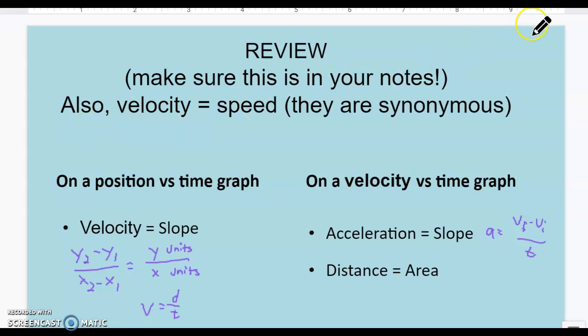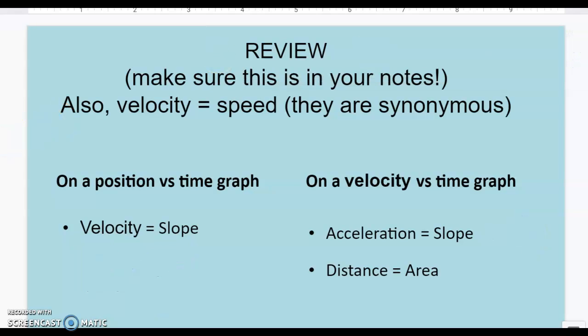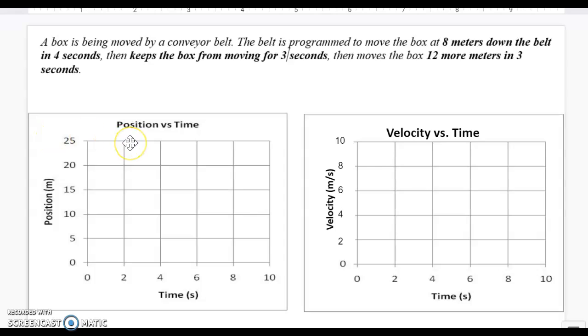Okay? So we're going to work through a few examples because translating between these graphs is a little bit of a puzzle. It's figuring out what you have first. So let's read it. A box is being moved by a conveyor belt. The belt is programmed to move the box 8 meters down the belt in 4 seconds.